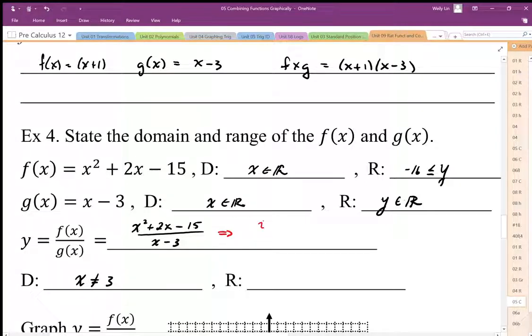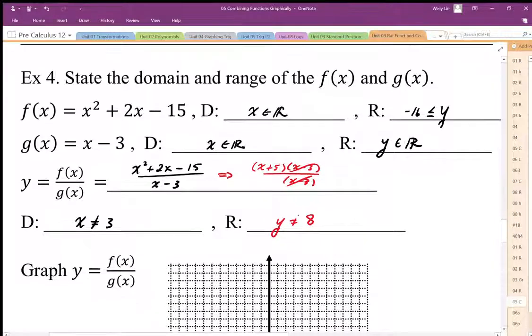When we factor, we end up with common factors in the numerator and denominator, so these cancel out. That means we have a hole. So the range is going to be just a linear function with all real values, but x cannot be equal to 3. That means that y cannot be equal to 8, when I plug 3 in here. So I have a hole at (3, 8).